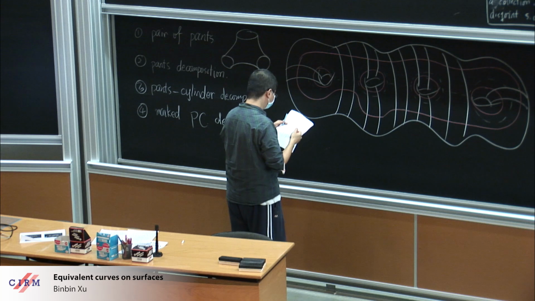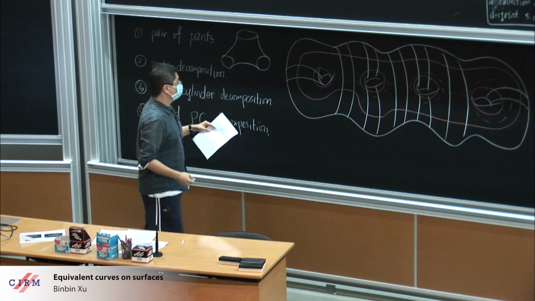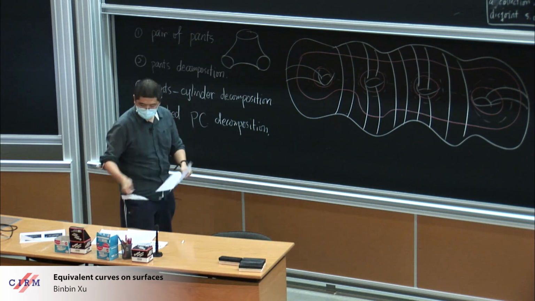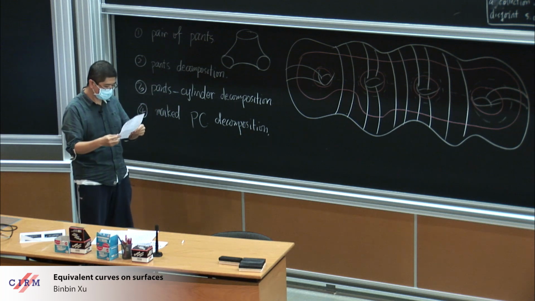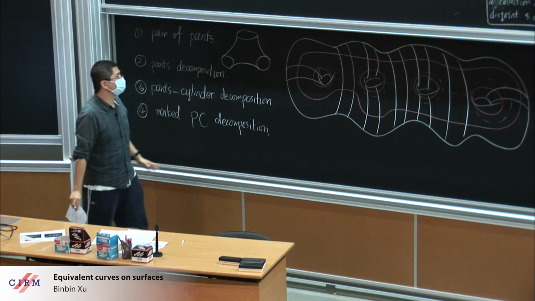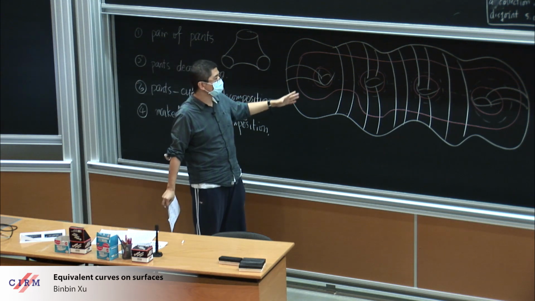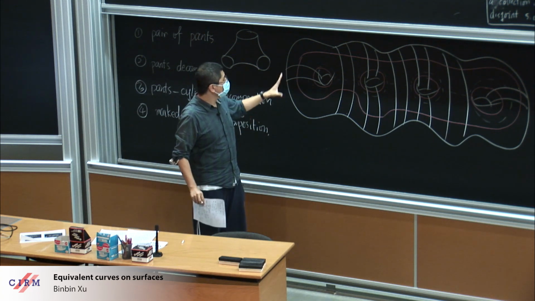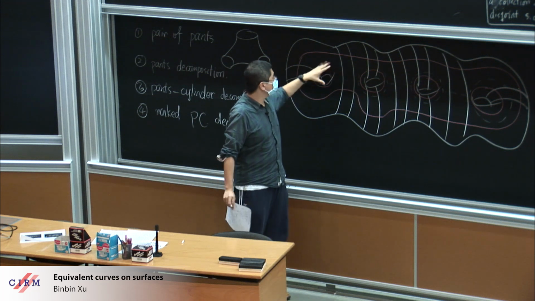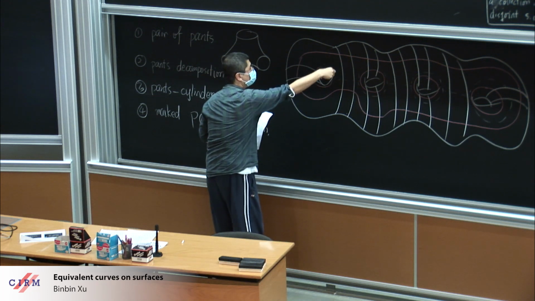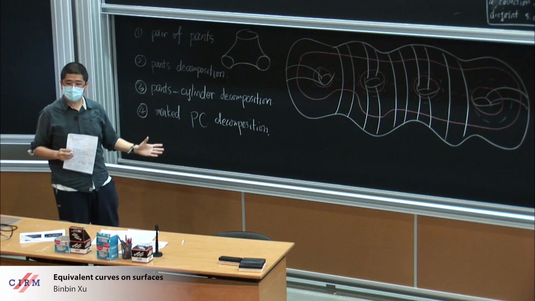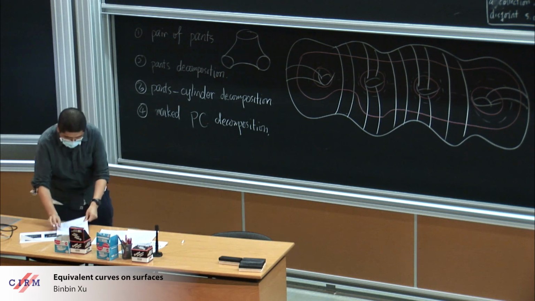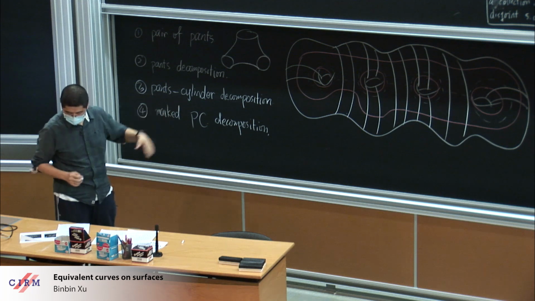Okay, so this is the preparation for getting the coordinates. What we are going to do is, given any simple curve, try to make the curve go through the neighborhood of the dual graph as much as possible. And then we can use this information to describe the curve.